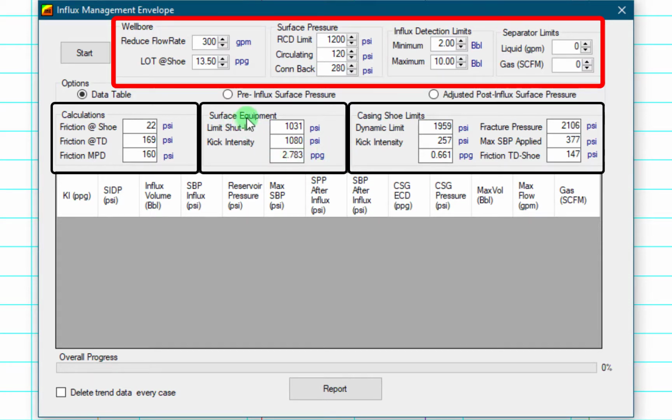Under surface equipment limit, we see the shut-in limit. If we exceed this, we're essentially going to damage our equipment at the surface. And under the casing shoe limits, we see the dynamic limit, the kick intensity, the maximum surface back pressure applied, and the friction between the TD and the shoe.